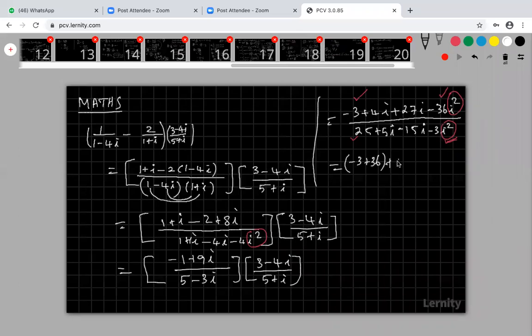Here my imaginary part is 4 plus 27, that is 31. That means you can take i commonly. If you take i commonly, this is 4 plus 27. This is divided by here.